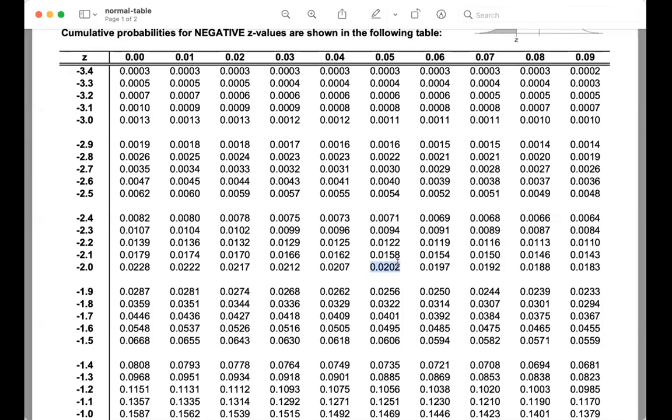So 0.0202 is closest to 0.02. So this is our number. So our Z value is negative 2.05.